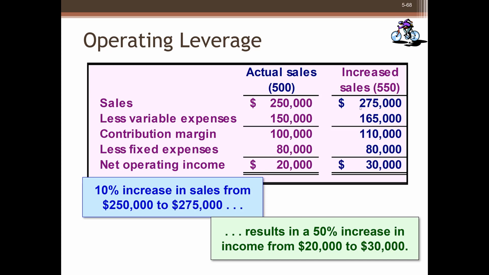And the difference between total sales and variable expenses is contribution margin. Fixed expenses are constant. Net operating income will be $30,000. Compared to $20,000 here, net operating income increased 50%. $30,000 minus $20,000 divided by $20,000 is 50%.